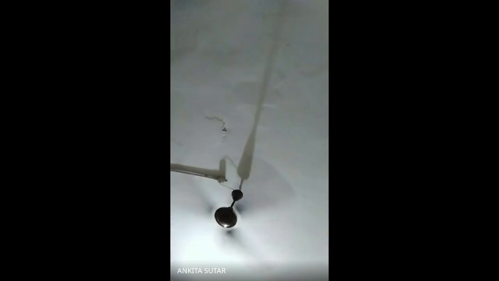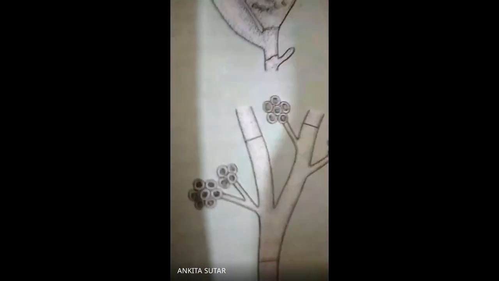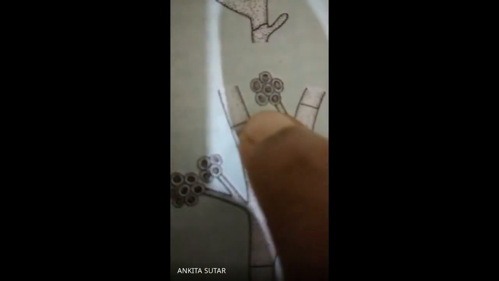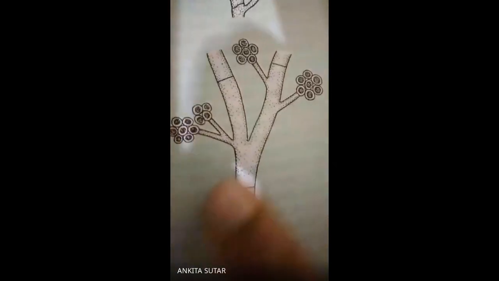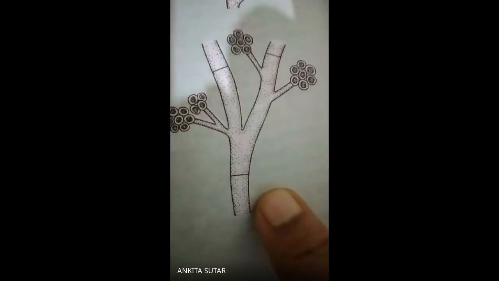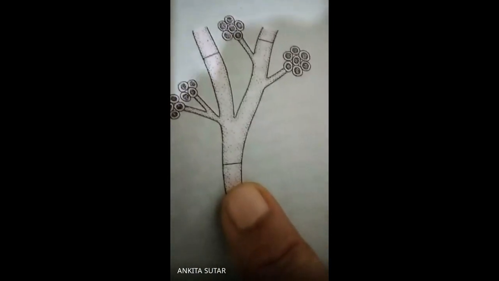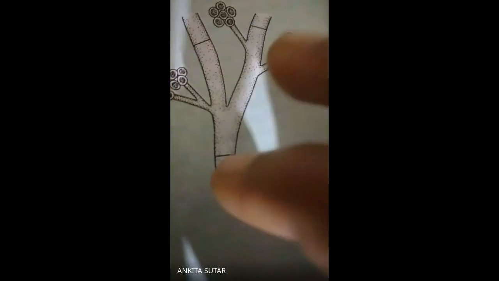Next, come to the point: the hyphae. Here you can see these are the hyphae, and there is a septate. Septate means partition. There is a line between the two hyphae that is called a septum. If there is no line, then we call it aseptate. But here we can say that it is a septate hypha. Why is it called a septate hypha? Because there is a line between the two hyphae.